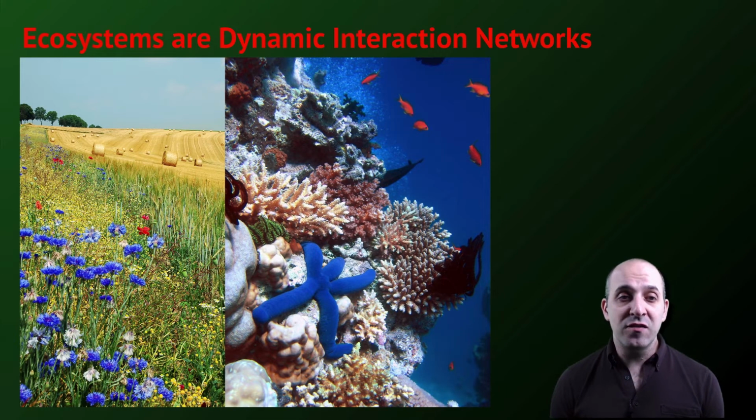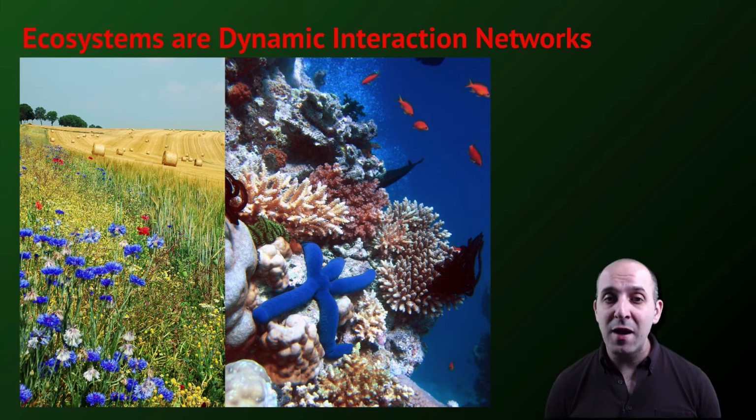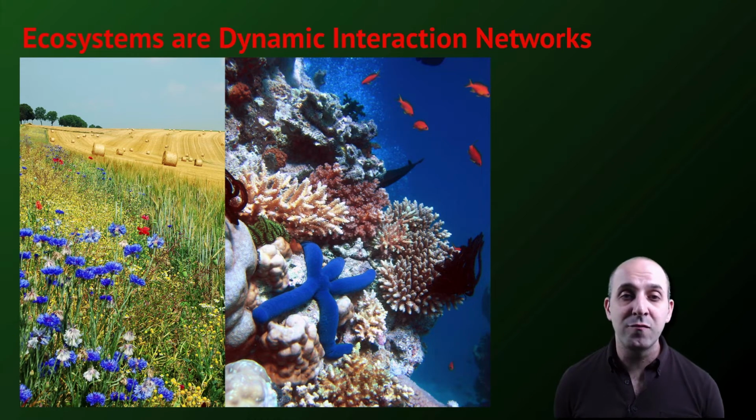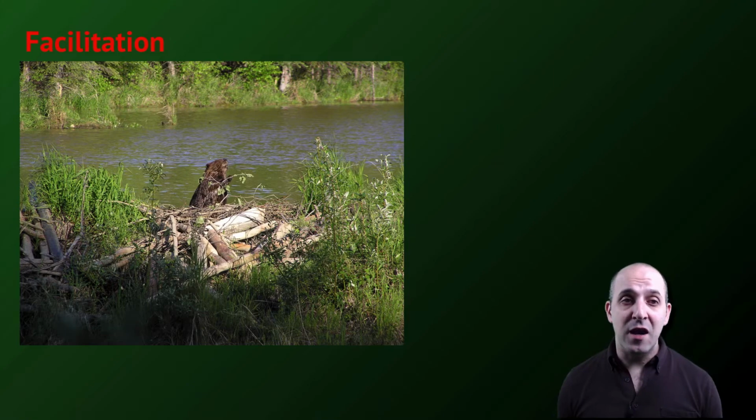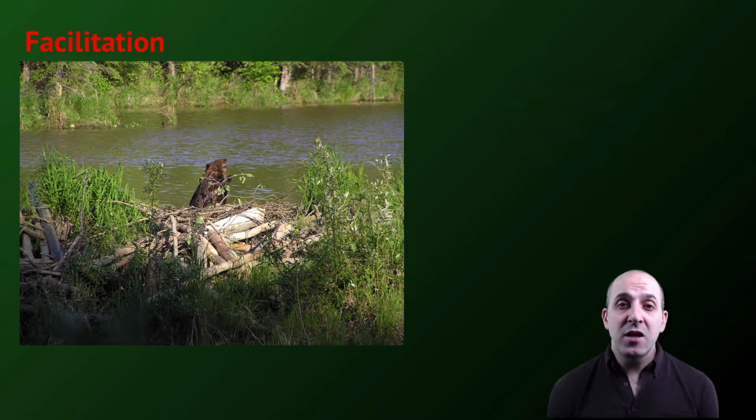Regardless of what the ecosystem is, no matter how big or how small we make it, no matter where it occurs, ecosystems, just like any other biological system, are dynamic interaction networks. They are an emergent property that results from the interactions between the community and the environment. And they are dynamic. They change over time. And we'll look at two different processes that drive the changes that we see in ecosystems.